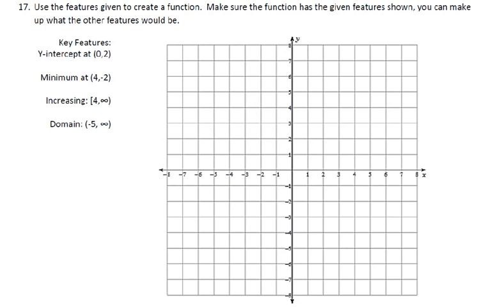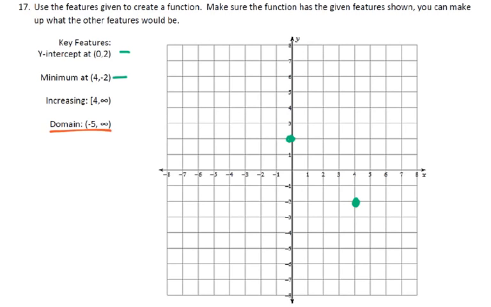Alright, now this last one is we're actually going backwards. Instead of given a function and creating the key features, we are given some key features and creating our function. So first, let's deal with the points. So here's a point, here's a point. So at 0, 2, there's my y-intercept, so I can draw that. 4, negative 2 is my minimum, so that's the lowest my function goes.